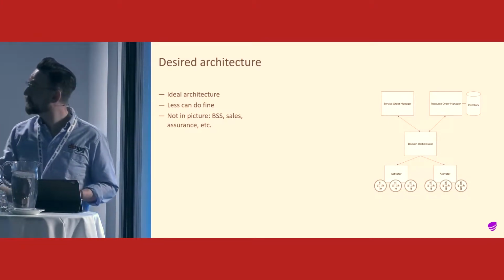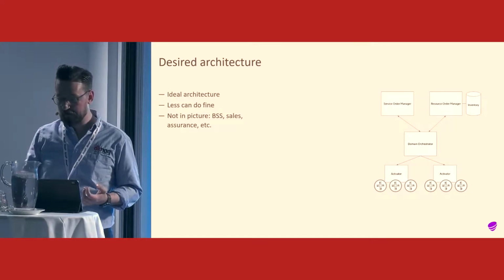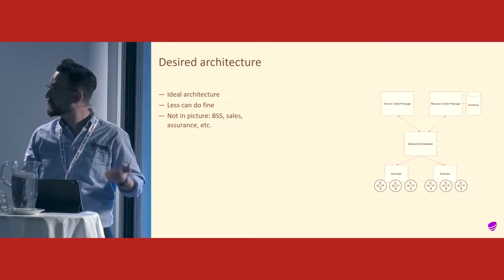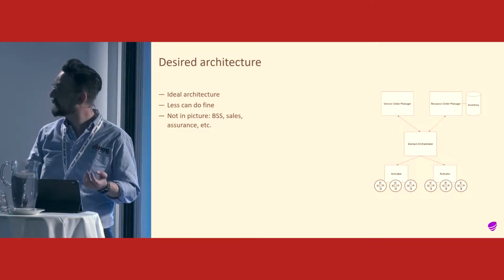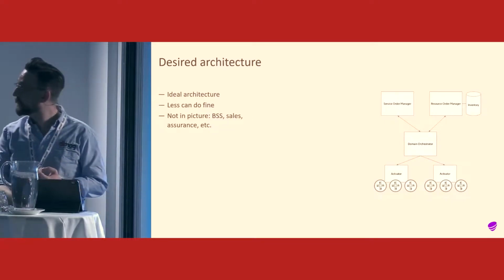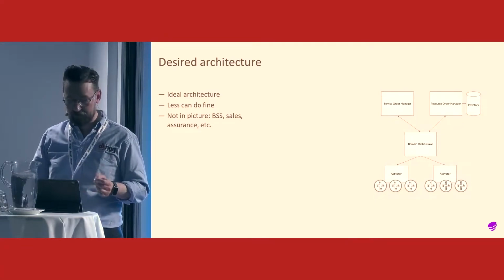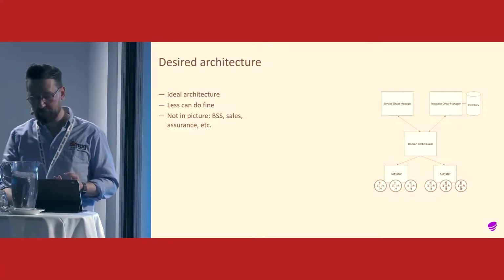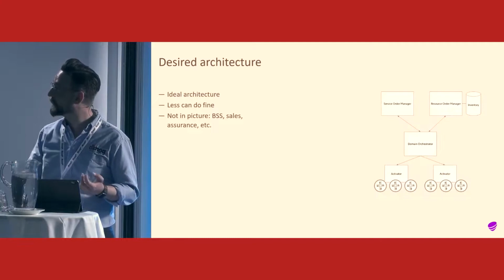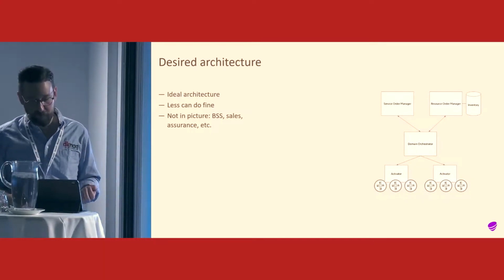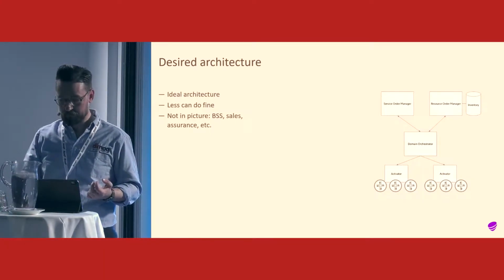On the top of the picture, we have the OSS stack. There are stacks and stacks on top of that, for example, sales and BSS. But in terms of this, this architecture will start at the top with the OSS layer. Here we have two components that are interesting to us. We have the SOM component and the ROM component. So this is the Service Order Manager and the Resource Order Manager.